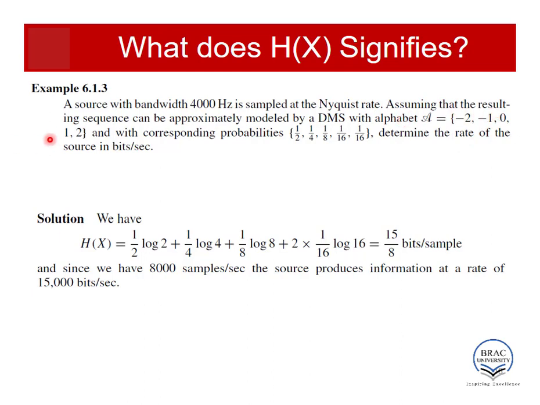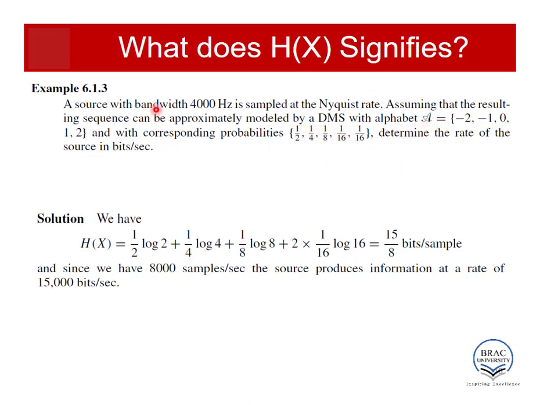Assuming that the resulting sequence can be approximately modeled by a DMS with alphabet A equal to -2, -1, 0, 1, 2. That means here we have a source which can have 5 types of outcomes. They are labeled as -2, -1, 0, 1 and 2. These labels are not necessary. What is necessary is that there are only 5 outcomes. Then these 5 outcomes have probabilities 1 by 2, 1 by 4, 1 by 8, 1 by 16 and 1 by 16. If you add them, they must be equal to 1.